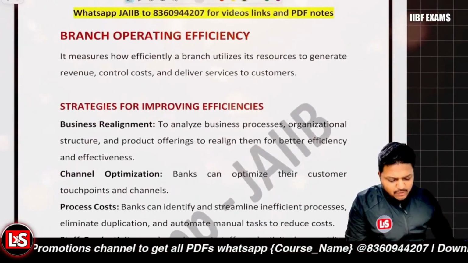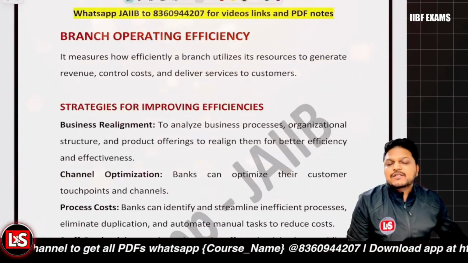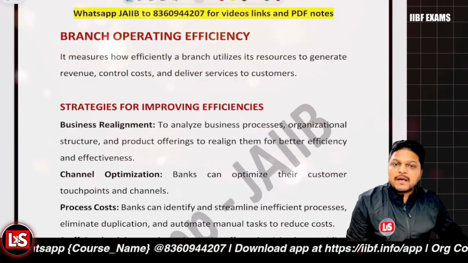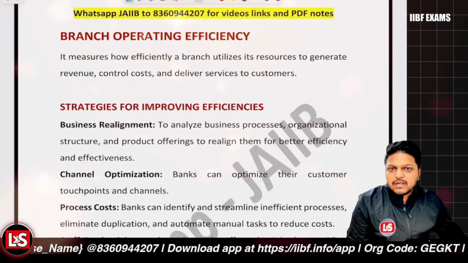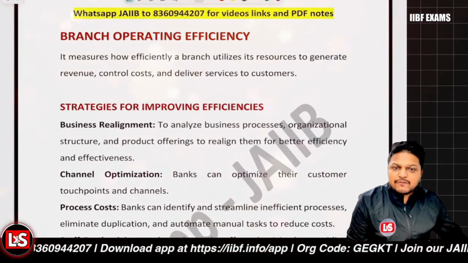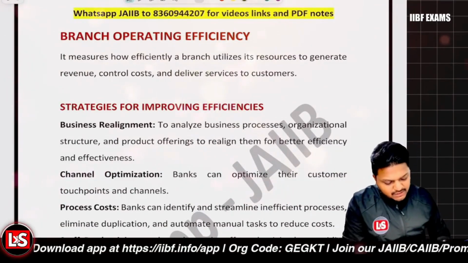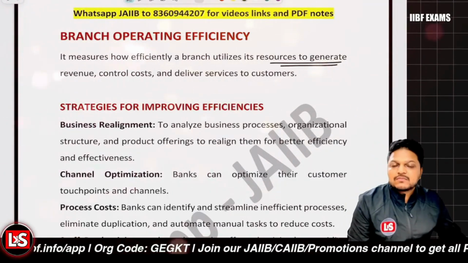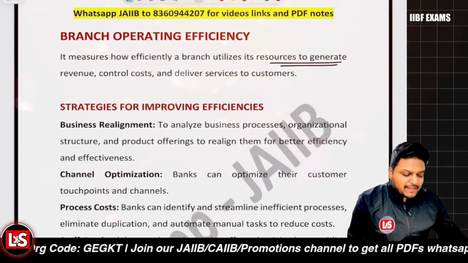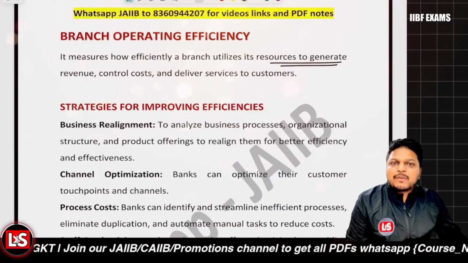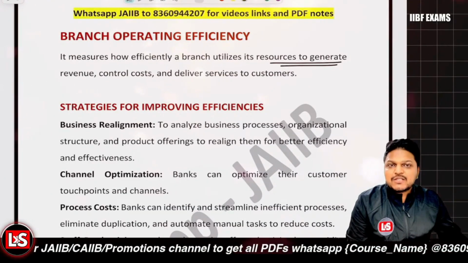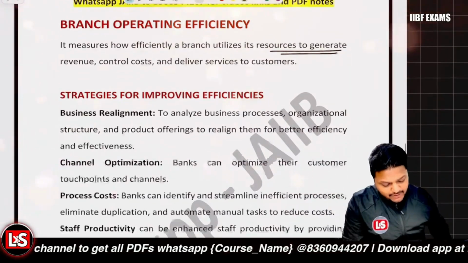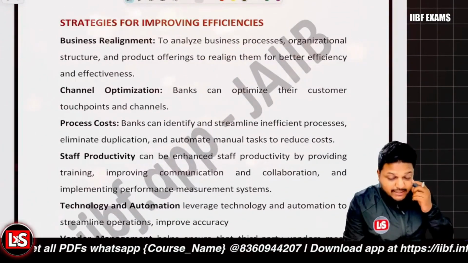The next topic, it's about the branch operating efficiency. Now we want to know about the branch efficiency, that how efficiently the branch is able to cover the cost, able to generate the profits and further deliver the services to the customers, right? For a particular branch, we want to know that. Because when you're having multiple branches, you want to know the profitability branch wise, so as to check the efficiency at a single unit level, right? And what are the strategies for improving the efficiency? How it can be improved?